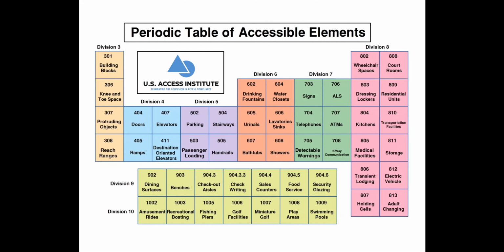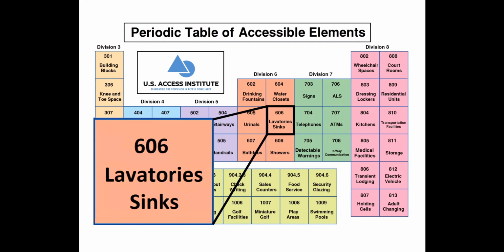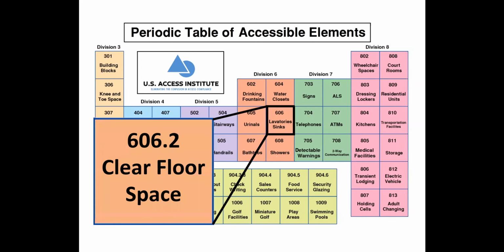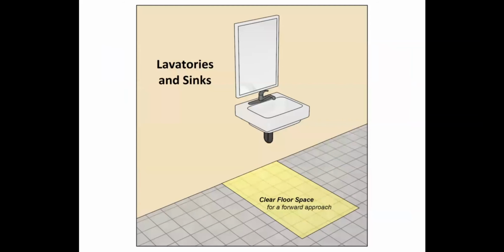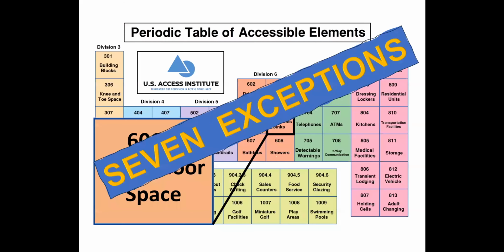First, we start with the periodic table of accessible elements. It's not a real table in the access standard sense of things, but hey, we want to make access fun. Next, we look at section 606, and that covers lavatories and sinks. Then we'll drill down to section 606.2 on clear floor space requirements, and that reads, a clear floor space positioned for a forward approach and knee and toe clearance shall be provided, so it is required.